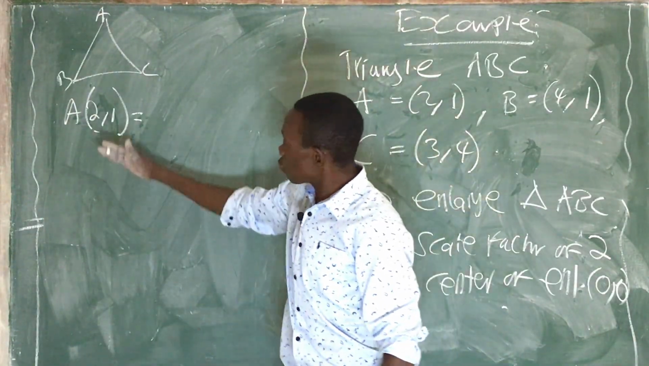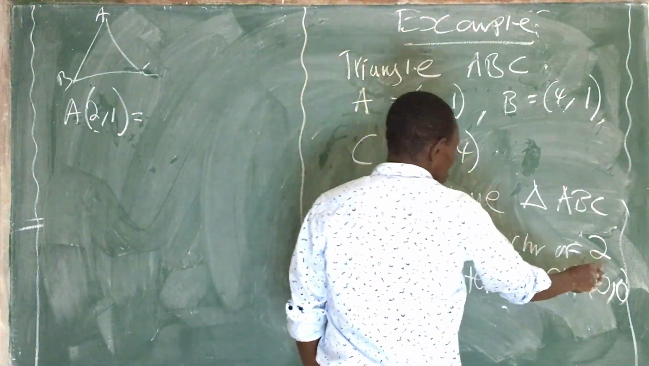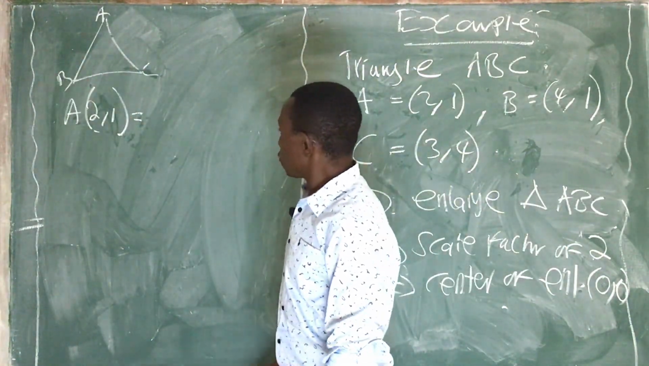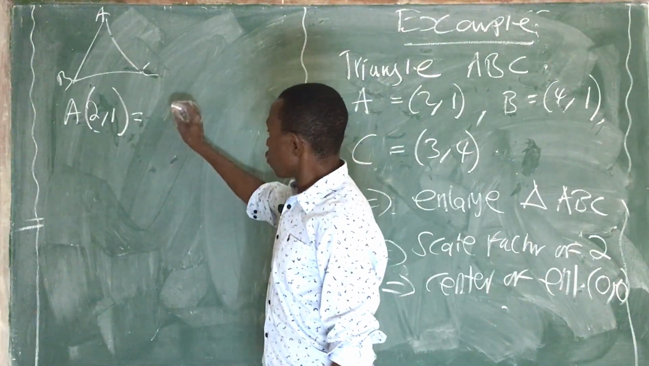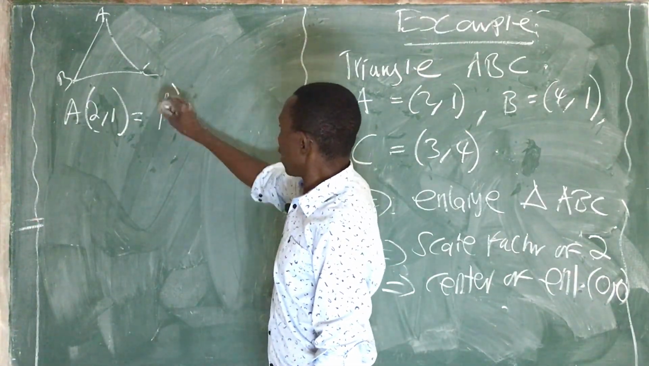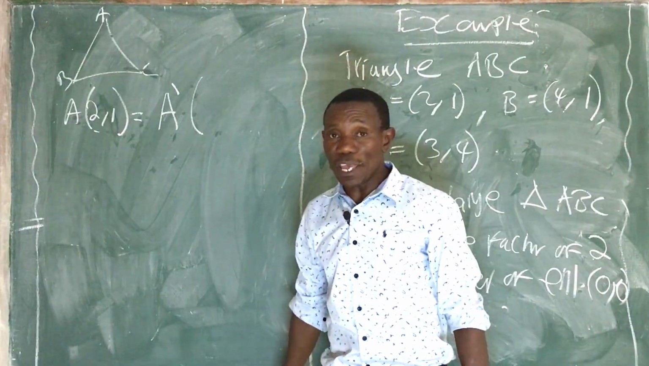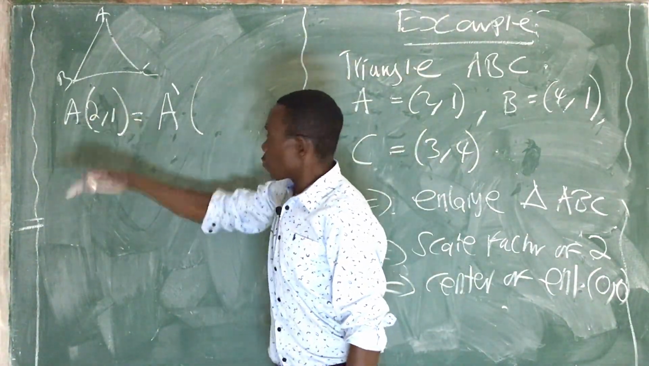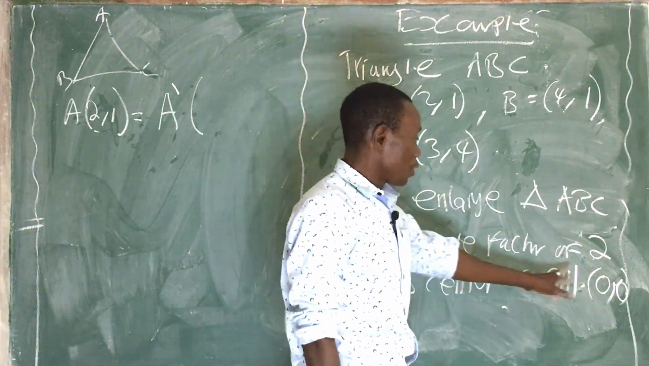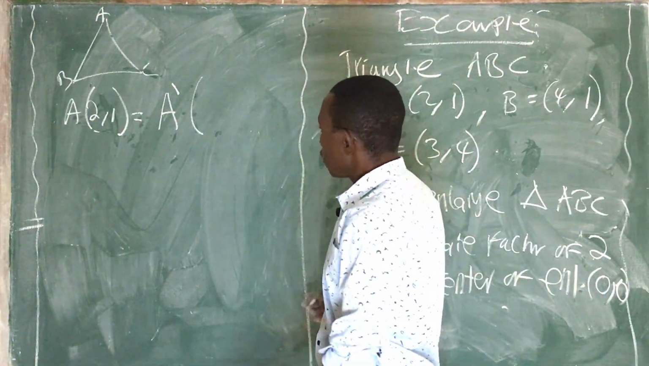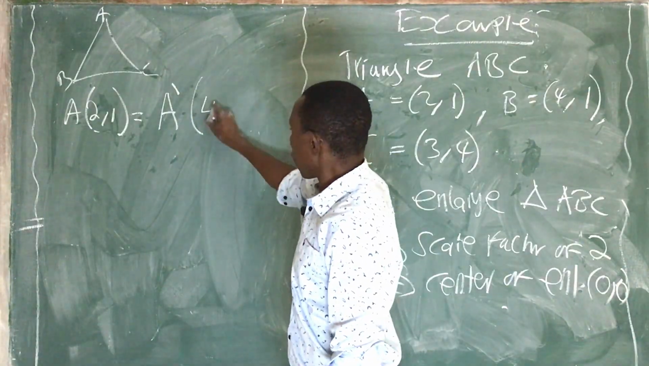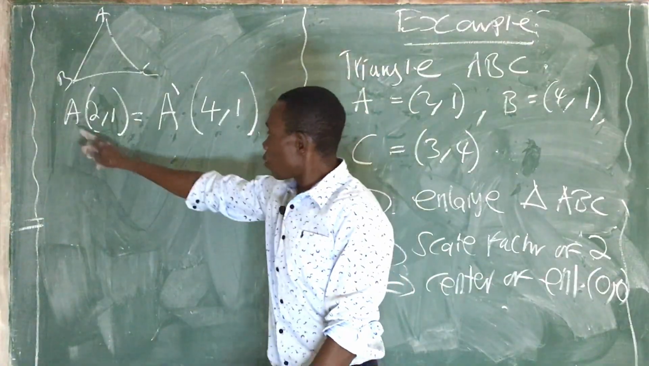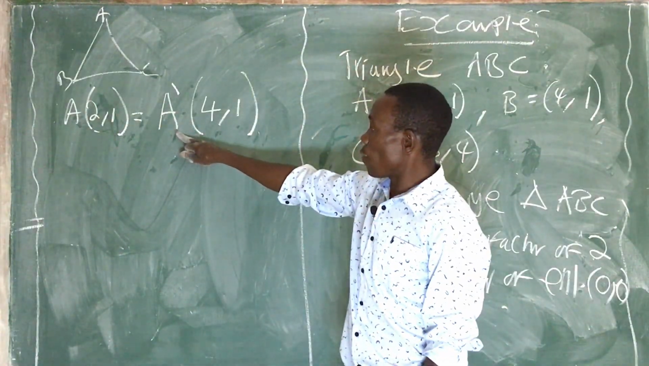If this has been enlarged to twice as much, where will be the position of A? What you do in this case is find a new position of A, which is now A prime, the image of A. You work that out by simply multiplying these coordinates by the scale factor 2. So 2 times 2, you get 4. 2 times 1, you get 2. So this is the object point, and this is the image point of A.